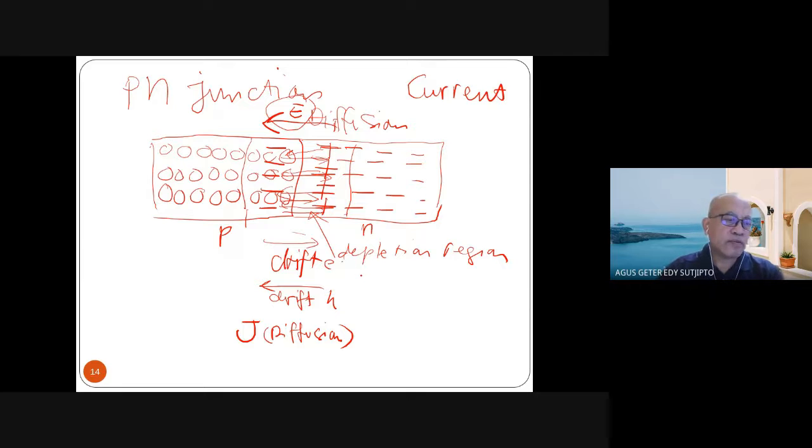Who can answer? Brother, sister, will the diffusion current be to the left or to the right?